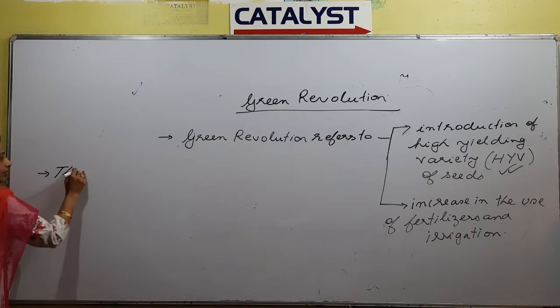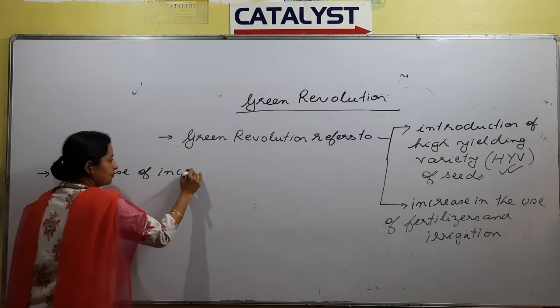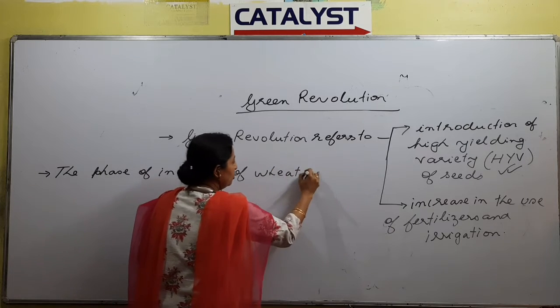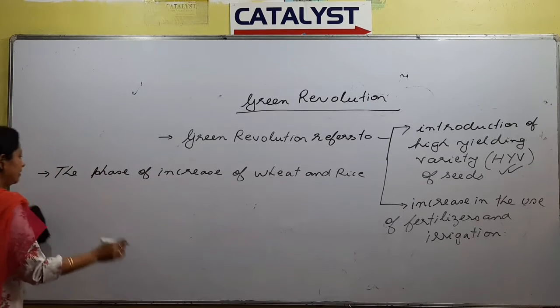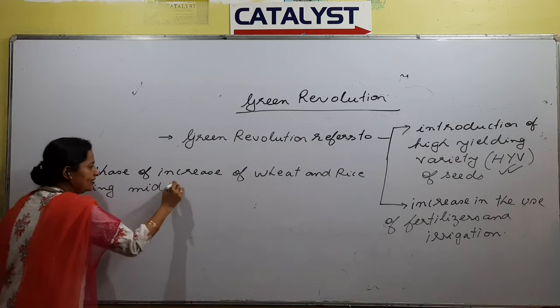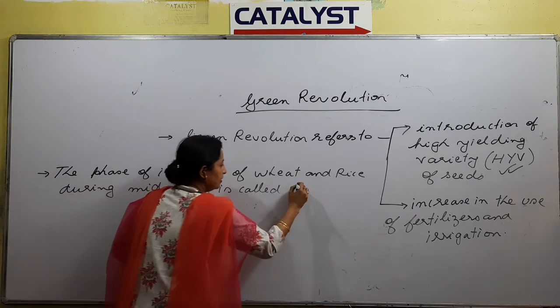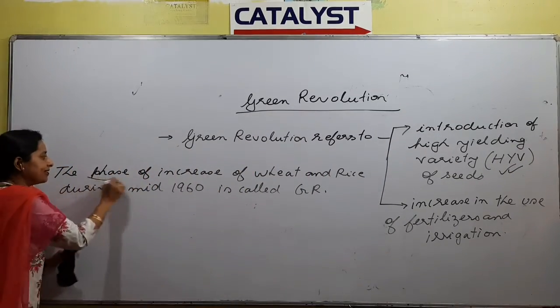The second point is the phase of increase of two crops, especially wheat and rice, during mid 1960 is called Green Revolution. So Green Revolution ki hoy? It is nothing but a phase. Hey phase to ki hoisile?